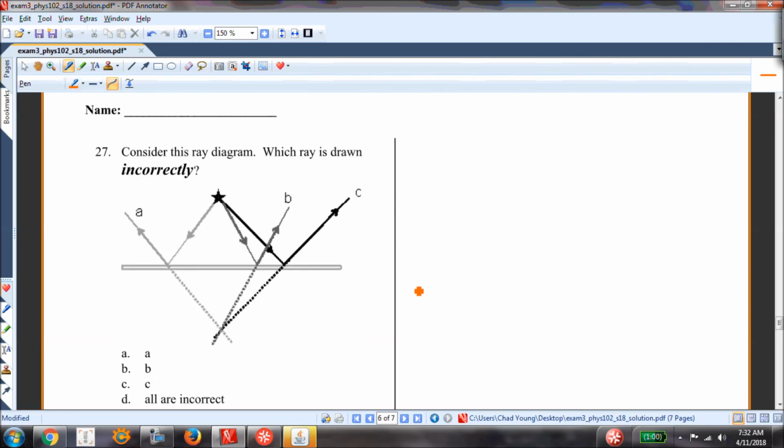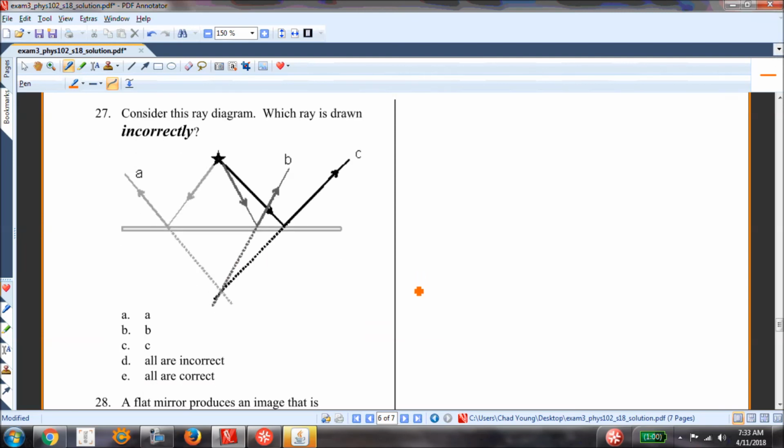There's this diagram. Which ray is drawn incorrectly? Well, all of these are correct. And we can tell in a couple of ways. One, we can look and see the incident and reflected angles. They're all equal. These angles are equal to one another. Another key is that the virtual rays all cross at a position where my image should be, exactly opposite where the object is. So all of these are correct.